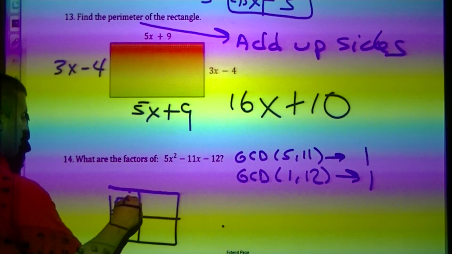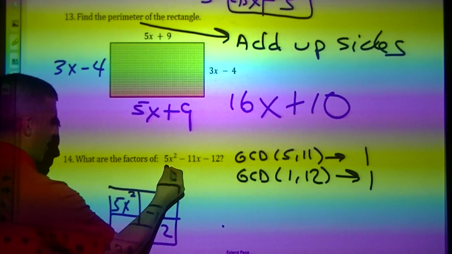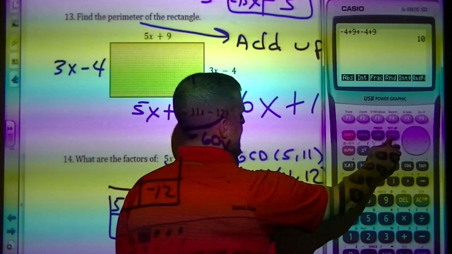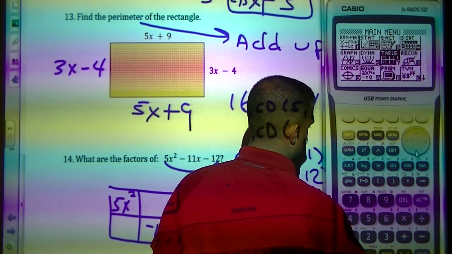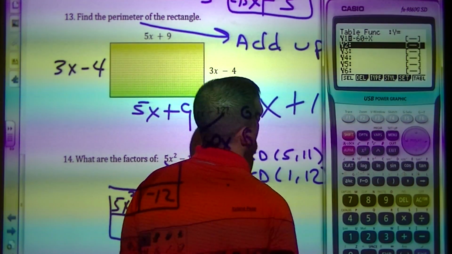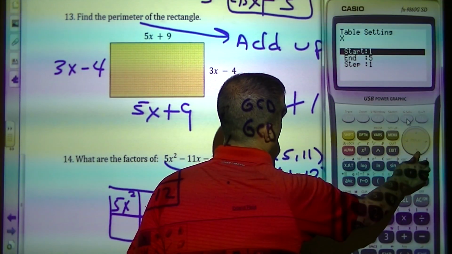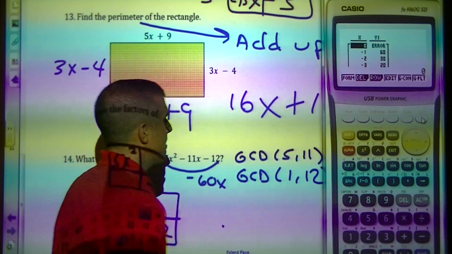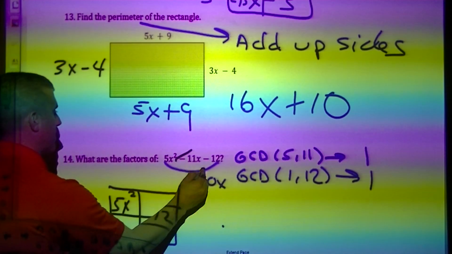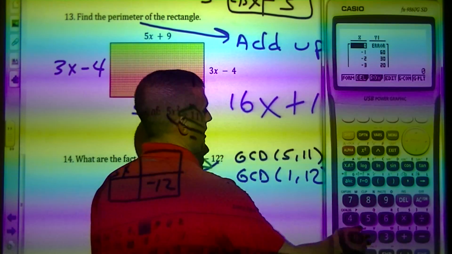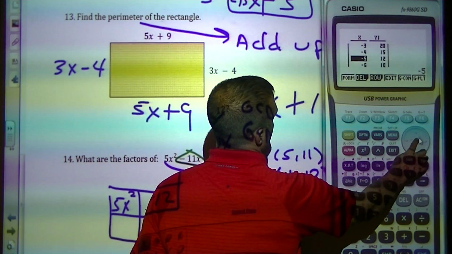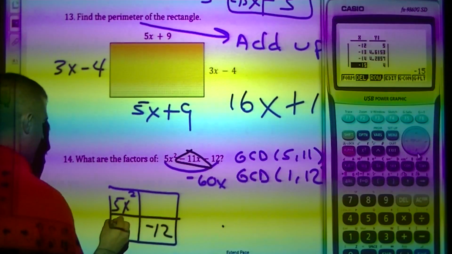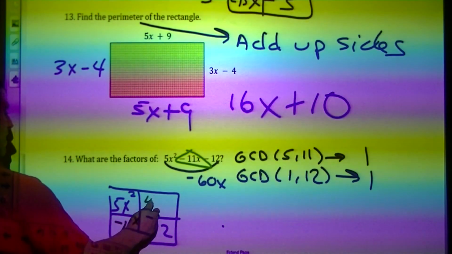So I can just go 5x squared, negative 12. I'm multiplying, gives me negative 60x. Going into the calculator, I go to the table, negative 60 divided by x. I'm going to set my table at 0 to negative 60. Exit table. In this case, I'm looking for the set that adds up to negative 11. If I go down, that adds up to 11, but if I keep on going down, that adds up to negative 11. So I got negative 15x and 4x.